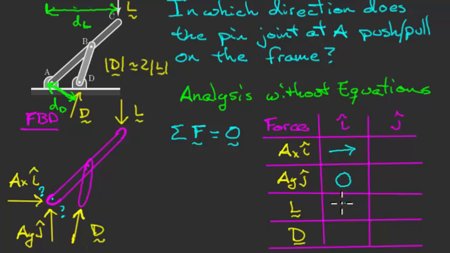L, the load, is straight down. Again, no horizontal piece. And then D, it's mostly up and down, but it has a little bit left and right. And we know that D is pushing. We know that we have the direction of D correct now. So we know that it has a component to the right. All right, now those are all my forces.